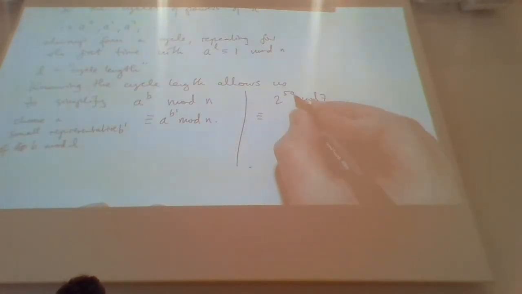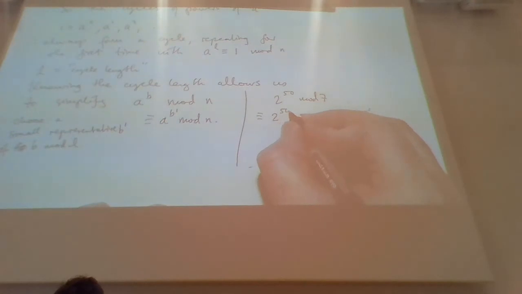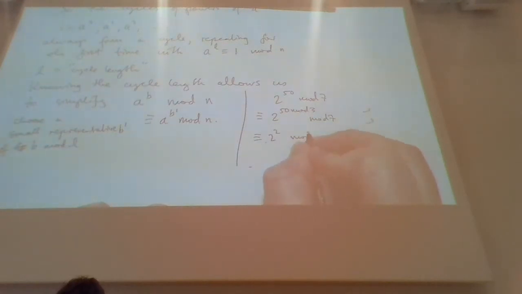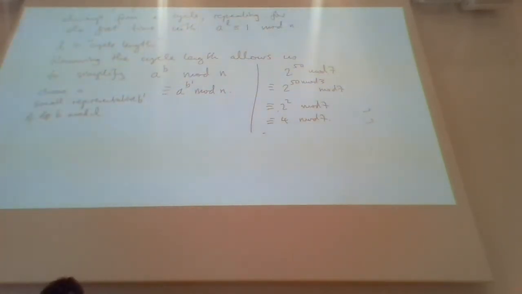Here we found the cycle length was 3, so we went to 2 to the power of 50 modulo 3, mod 7, and we found that was 2 squared mod 7, which was 4 mod 7. Calculating 2 squared is a lot cheaper than calculating 2 to the power 50. So there's a general question: given a from the multiplicative system, what is its cycle length?